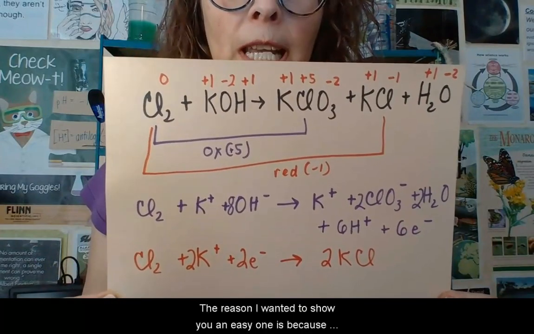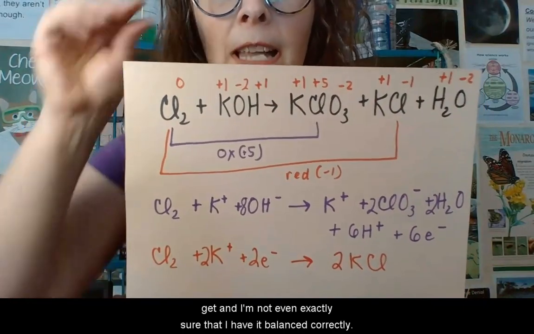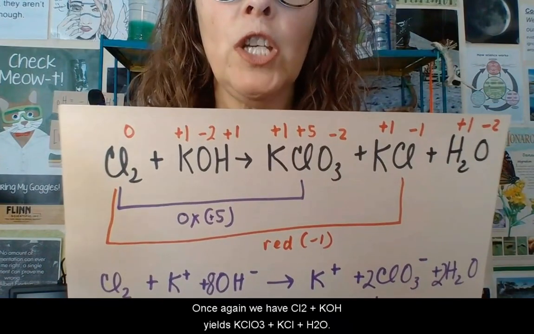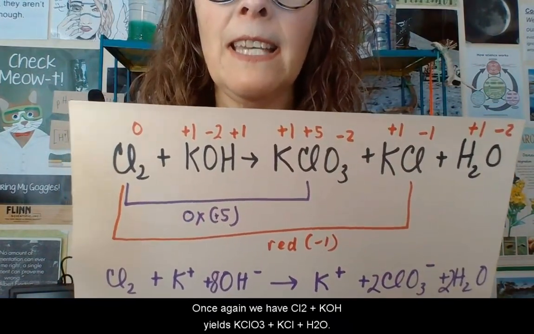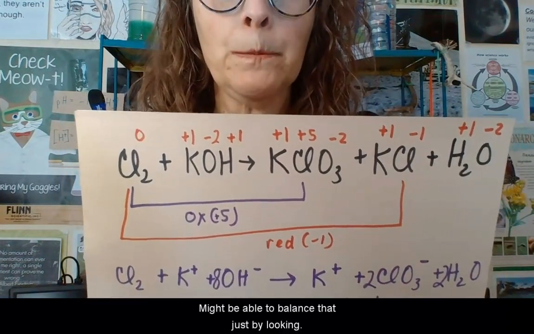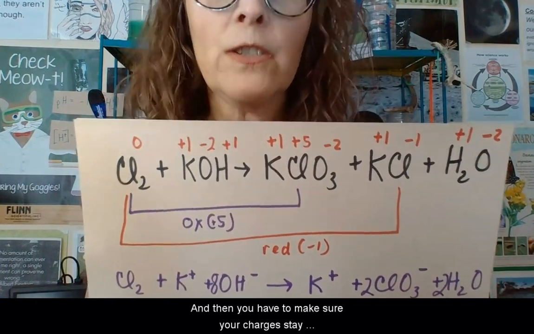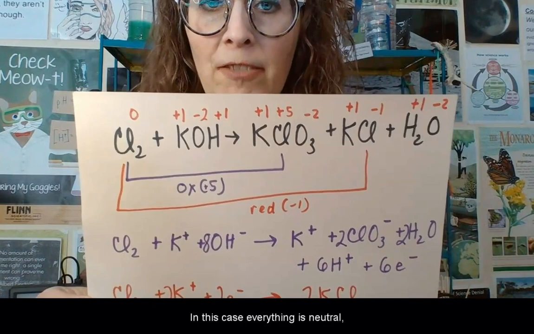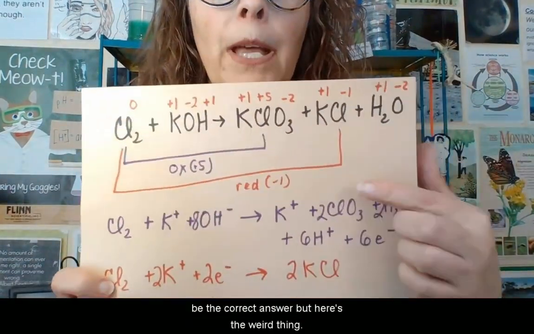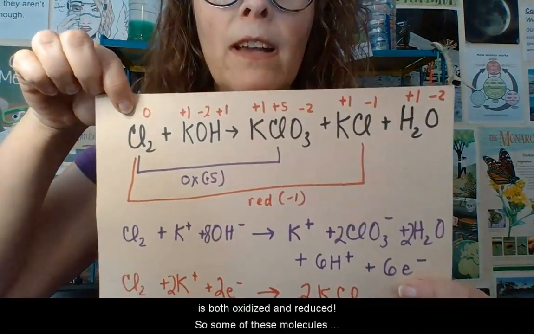The reason I wanted to show you an easy one is because these get really tricky. This is about as hard as they get, and I'm not even exactly sure that I have it balanced correctly. Once again, we have Cl2 plus KOH yields KClO3 plus KCl plus H2O. You might be able to balance that just by looking, but I guess it would be tricky. And then you have to make sure your charges stay balanced as well. In this case, everything's neutral, so whatever you get is probably going to be the correct answer. But here's the weird thing. This will sometimes happen: the chlorine is both oxidized and reduced.